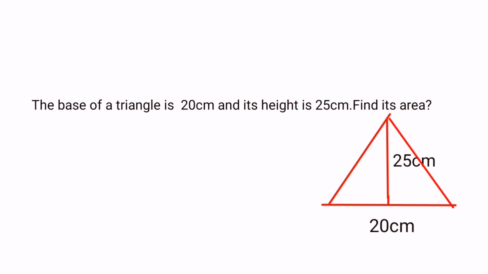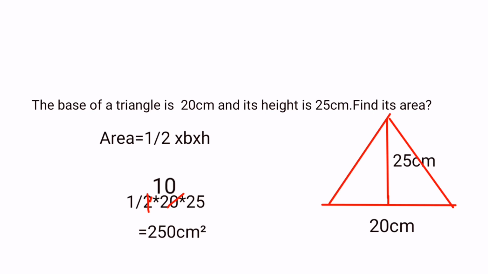What is the equation to find the area of a triangle if the base and height is given? It will be half into b into h. Here half into base is 20 and height is 25. So 2 and 20 we can cancel. 10. 25 into 10 will be equal to 250 centimeter square. Hope this is clear to everyone.